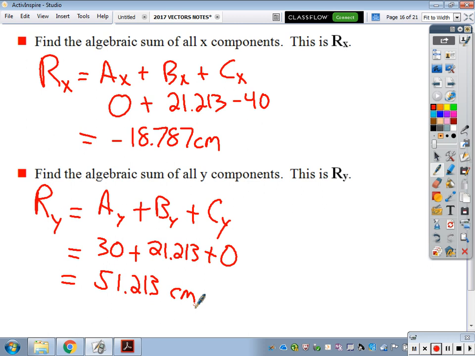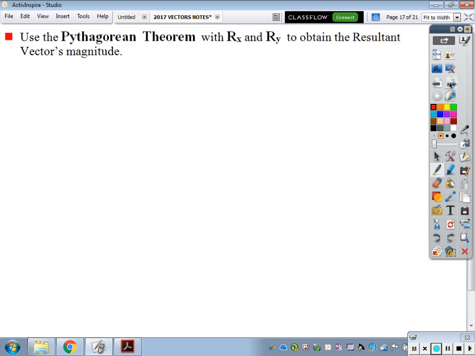Now, these next couple steps are all kind of grouped together. We are going to use Pythagorean's theorem along with Rx and Ry to figure out what the resultant vector is going to be. It is going to be, in almost all instances, a two-dimensional vector. So we're going to solve for the magnitude first, then we'll solve for the direction.